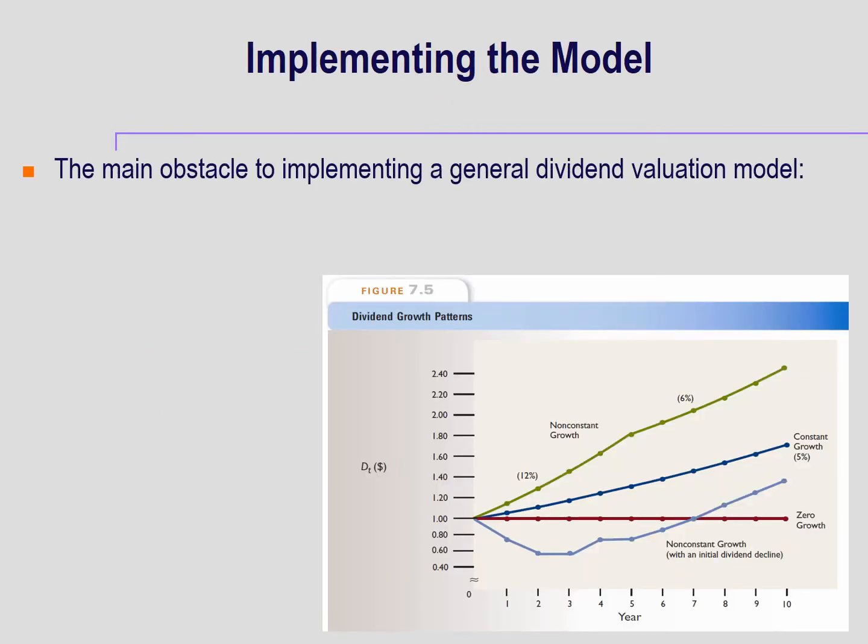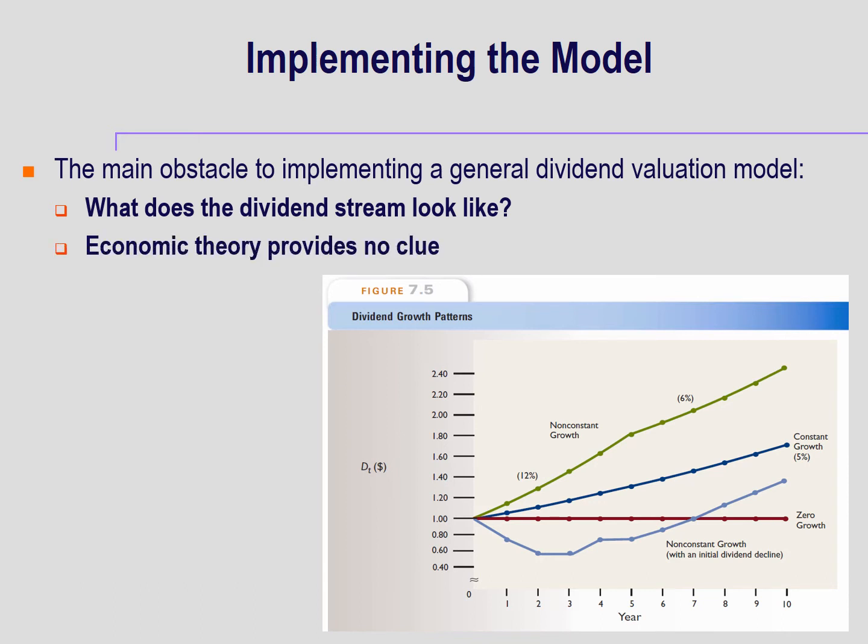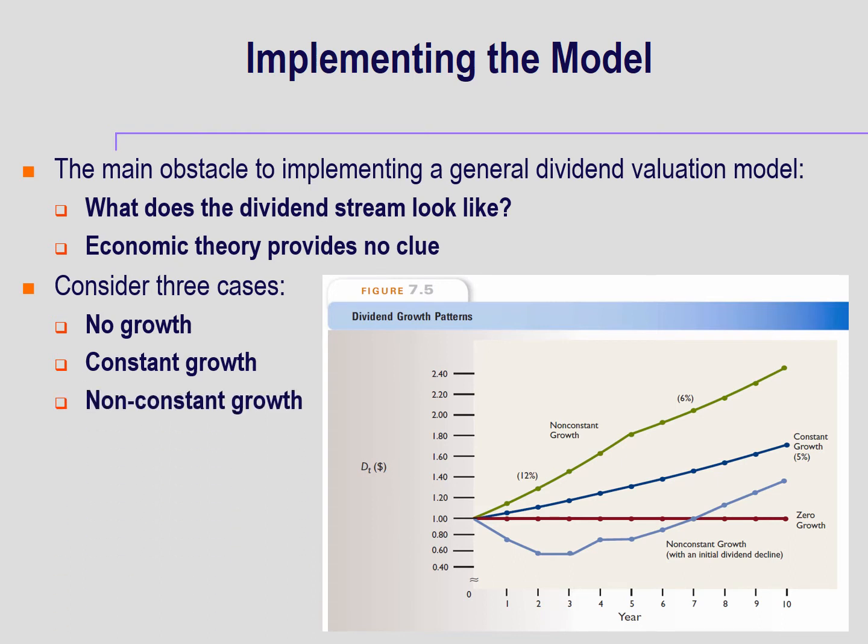The main obstacle to implementing a general dividend valuation model is that we don't know what the dividend stream looks like. Economic theory provides no clue. 3 cases are commonly considered. Dividends are constant over time, that is, no growth. Dividends grow at a constant rate, that is, constant growth. Dividends grow at different rates for some periods, followed by a constant rate, that is, non-constant growth.